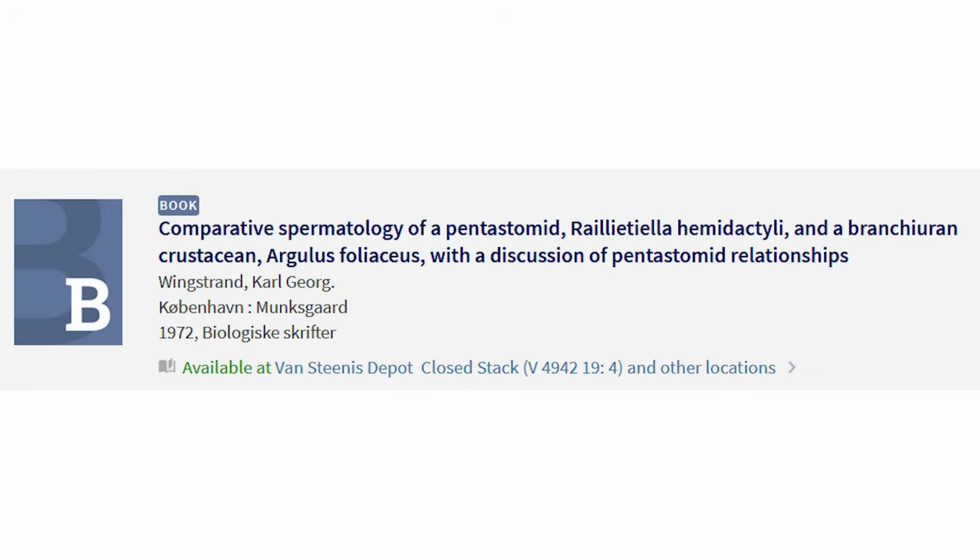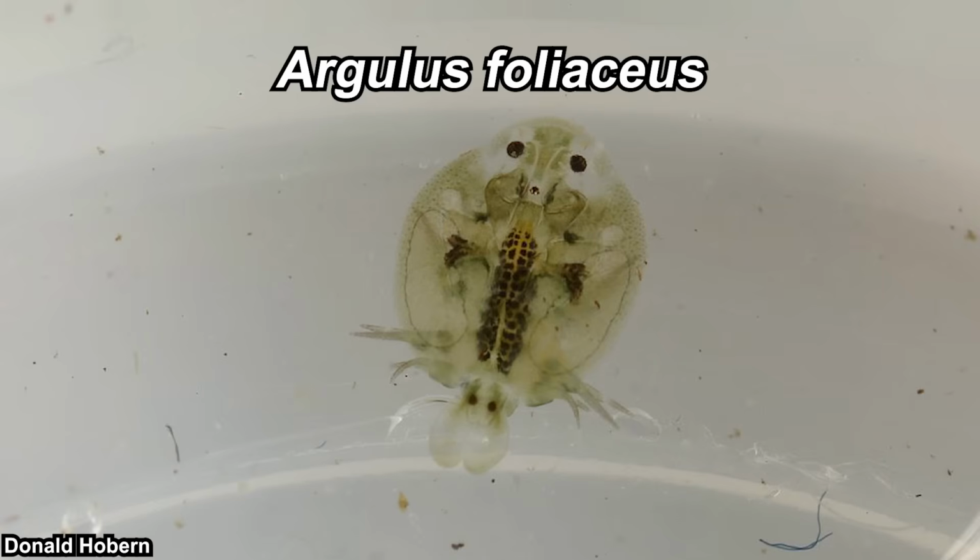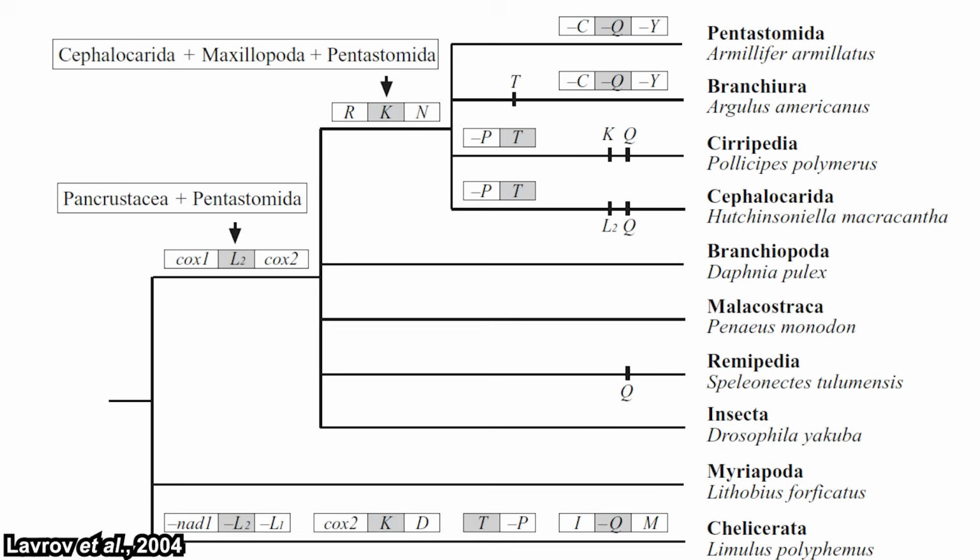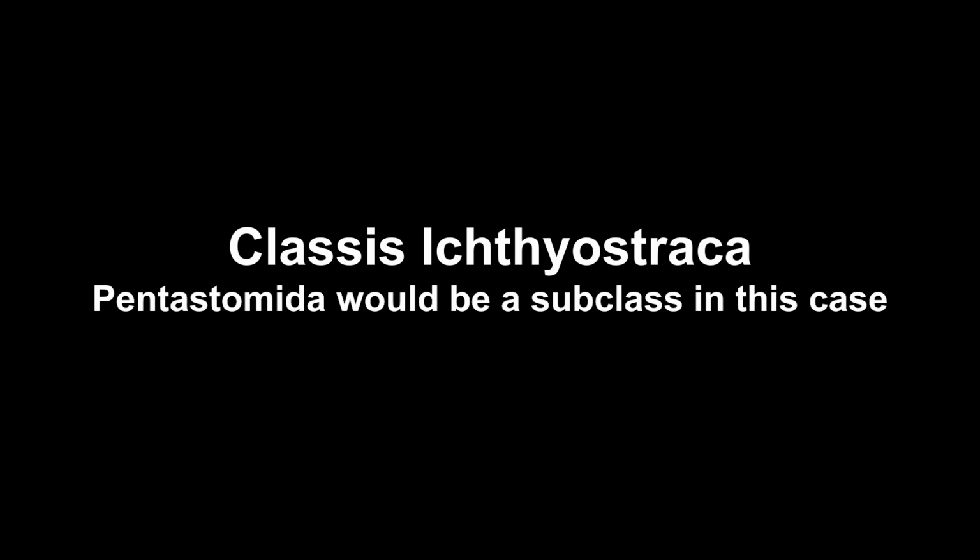In 1972, a spermatology comparison was made between the Raillietiella hemidactyli, which is a pentastomid, aka tongueworm, and Argulus foliaceus, which is the common fish louse. Fish lice is a crustacean, by the way, and they found similarities between the two sperms. Some phylogenetic analysis also support this finding, which is why tongueworms were classified together with the fish louse in the Ichthyostraca class.